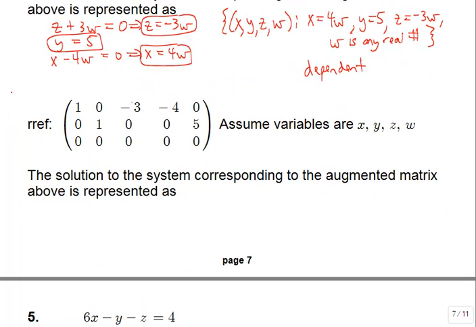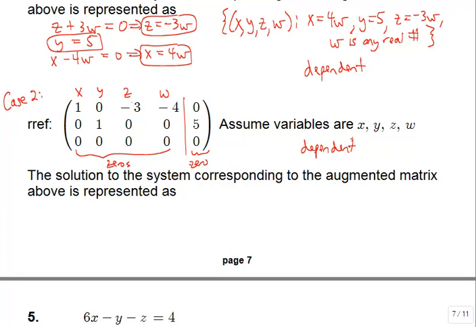The other case that you might see for a dependent system would look like this, where still there's an X, a Y, a Z, and a W. So here we still have those 4 variables. But look at this bottom row. This bottom row is all zeros to the left of the line, but it's also 0 to the right of the line. That's saying 0 equals 0, which is a true statement. And so that's how you know that this is that dependent case again.